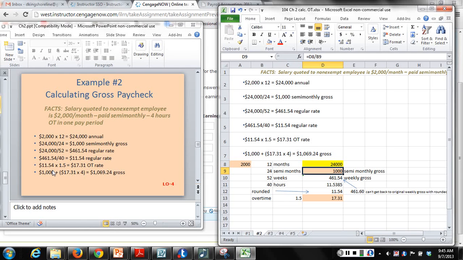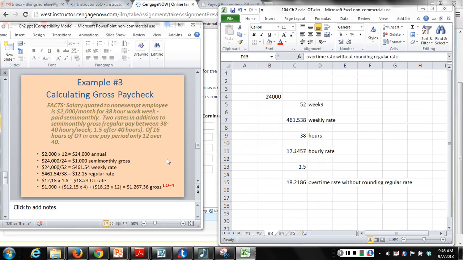So that's another example. We're going to move on and do a few more of these examples to make sure we cover most situations you're going to run into. Okay, in this example number 3, let's look at the facts quoted. This is going to throw a little curve at us here.